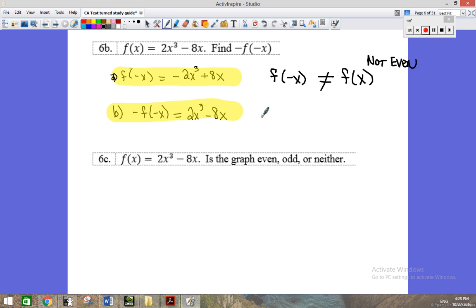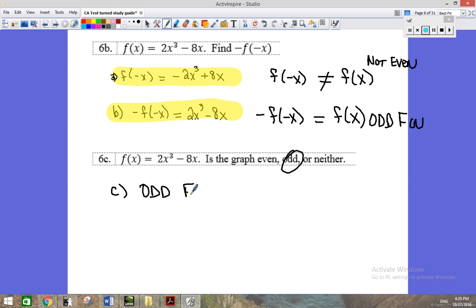Now, in part B, I took the opposite. Question is, is that equal to the original function? Let's compare it and see. First term is 2x cubed. The first term is 2x cubed. Those are the same. Then I'm subtracting 8x here. I'm also subtracting 8x there. Guess what? Those are equal to each other. So, since our answer B was equal to the original expression, it's an odd function. So we know our answer in C, this is an odd function. If you were to graph it, you would see symmetry with respect to the origin.